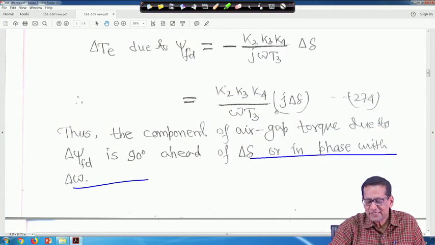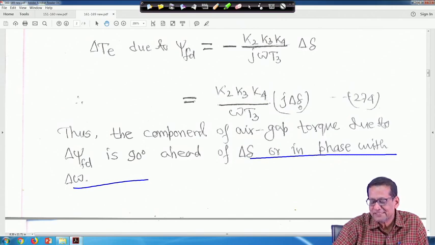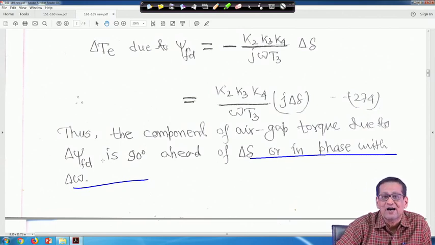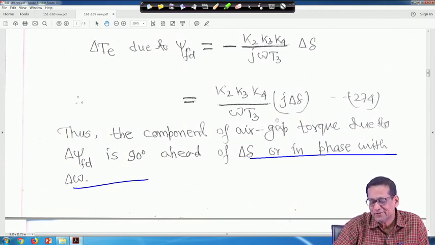So, if you look into that K2, K3, K4, j delta, torque is a function of delta, but one j term is there. Thus the component of air gap torque due to delta psi fd is 90 degrees ahead of delta, or in phase with delta omega. So, this is a question to you: you have to bring the j delta term in terms of delta omega.